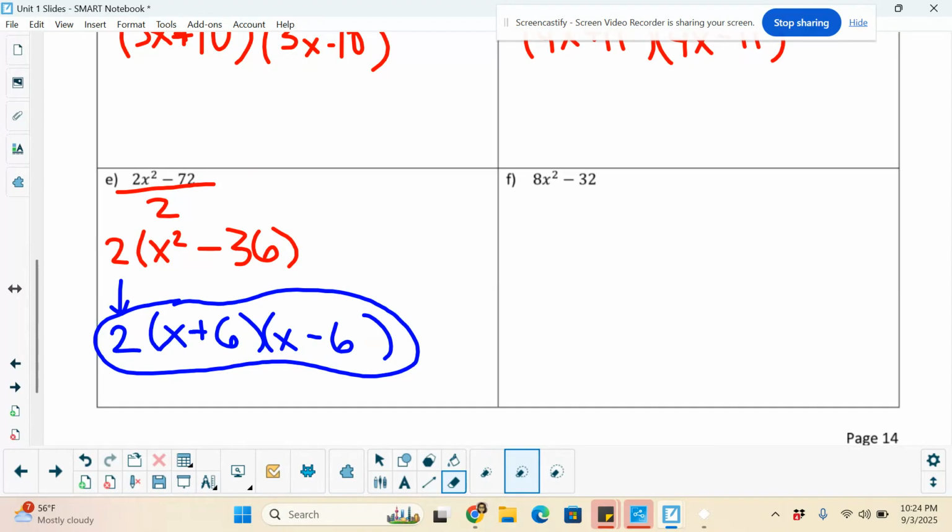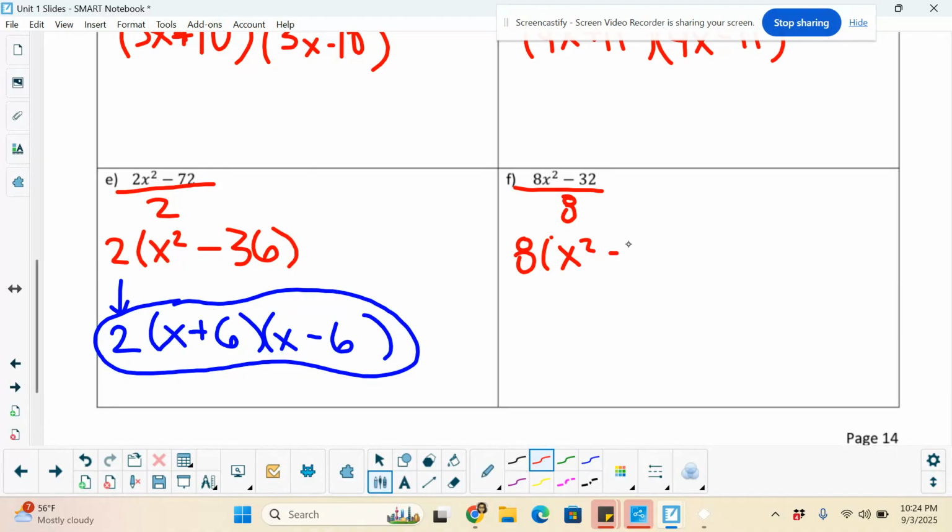Yes, we can take an 8 out of it. So let's go here. We're going to take an 8 out. Divide everything by 8. That's going to give us an 8 on the outside. Leaves me with x squared minus 4.